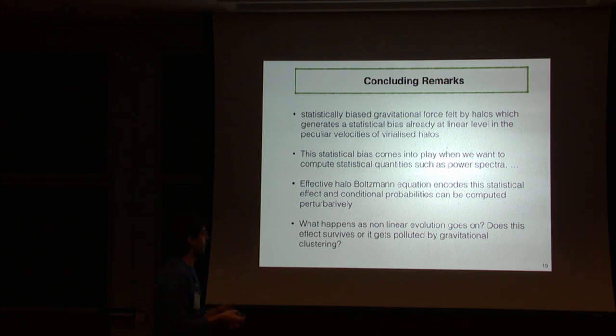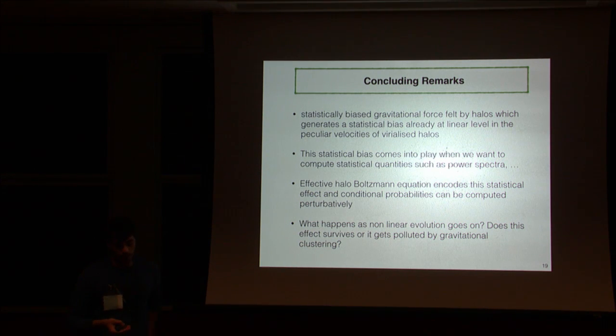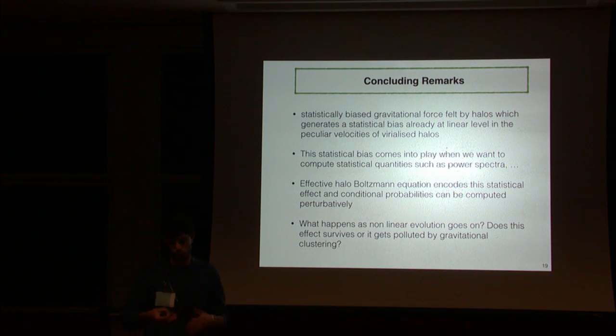And we introduce this effective Halo-Boltzmann equation to try to see what happens to this effect as evolution goes on. And so the question now is: are we able to see this effect at late times? There are already some measurements. The effect, as we already saw, gets a bit polluted by other things. But to have a theoretical treatment of this, this effective Halo-Boltzmann equation could be a first attempt.